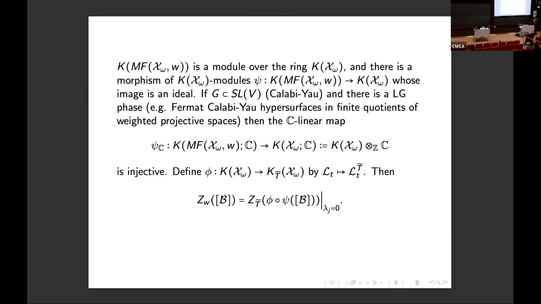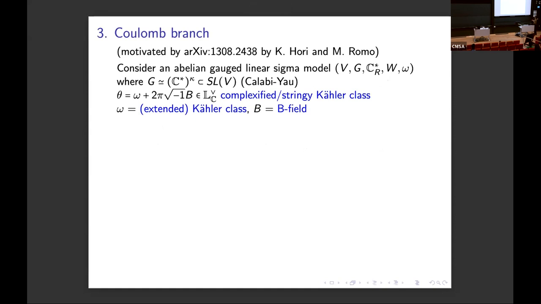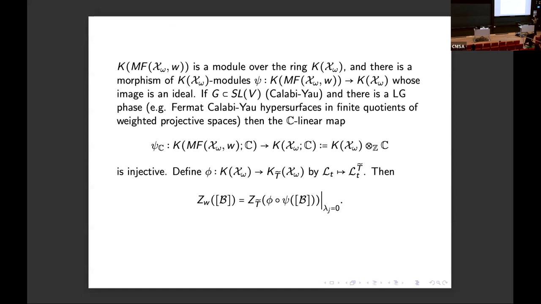Suppose we are interested in this central charge Z sub W of a K theory class of a matrix factorization. We first forget the matrix factorization and just remember the bundle. We get a K theory class, and remember we have a canonical lifting to a T tilde equivariant class, and we compute the T equivariant central charge. Under this assumption, we have this explicit computed T equivariant central charge, and it has a non-equivariant limit, which is equal to the GLSM central charge.